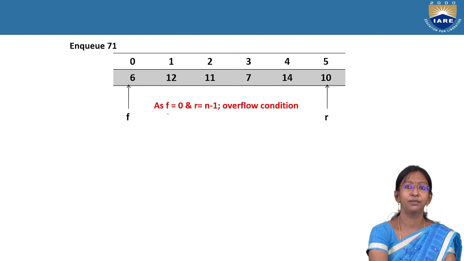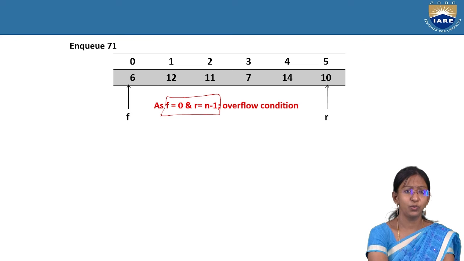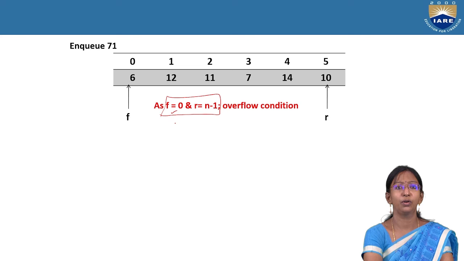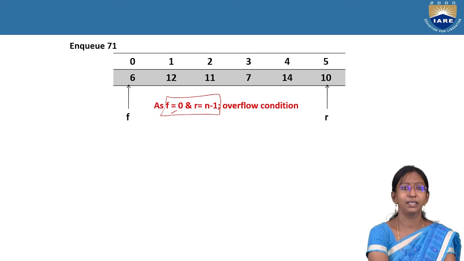Overflow condition has a condition added. Previously, we had only when rear is pointing to n minus 1. Here, as this queue is circular in nature, I have to check whether f is equal to 0 or not. If f is pointing to the 0th index and rear is pointing to the last index, then I can say that the queue is full and NQ will raise overflow condition.